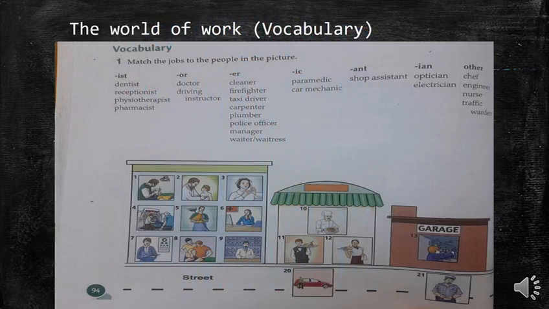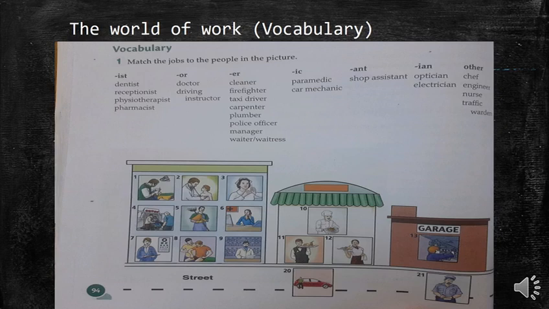In page 94, many job titles were given. So the thing that you need to do is to match these words with the pictures given below on page 94 and 95. While you read these words, you would notice that they end with certain letters like ist, or, er, ic, etc. We call these suffixes, and we're going to discuss these after a while. So, if you don't know the meaning of some words, you can always use your dictionary. But I'm going to explain some of these words that are vague or unusual.